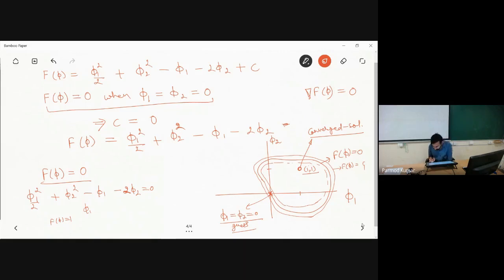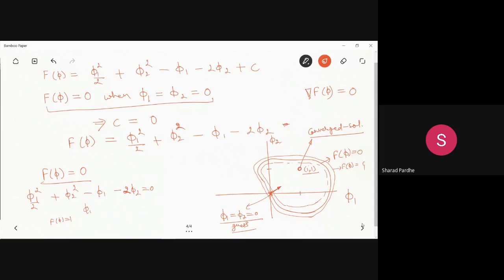If you consider this particular curve, it has some unique value of f of phi, another immediate curve has another value, and the immediate next curve has yet another value. So can I say that the direction normal to the curve at this point is nothing but the gradient of phi? Please say yes or no. Is this point clear or not?